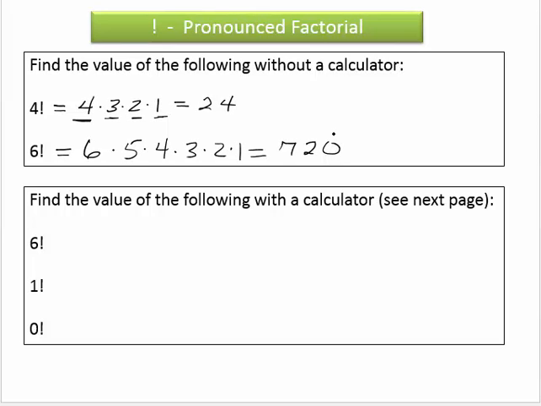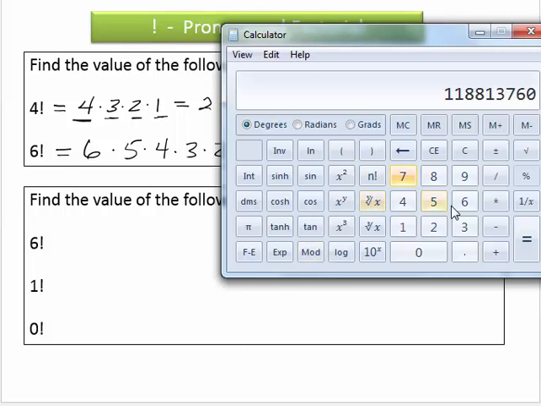What we're going to do is use a calculator and see if it's actually 720. So let's clear this off and put in a 6 and then the factorial sign on this calculator. And about all scientific calculators have a factorial sign. There's 6 factorial right there, 720, so we did do that right.